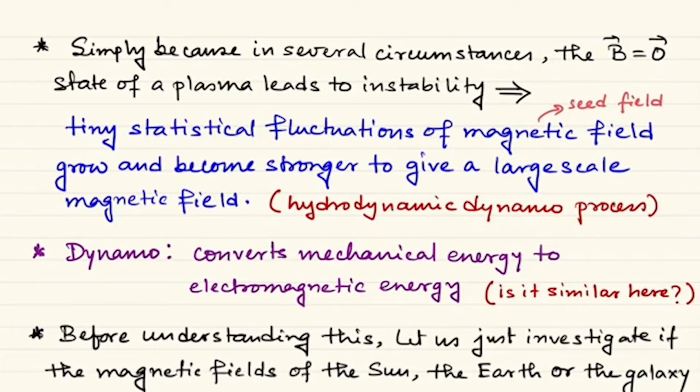Now, why does the word dynamo come here? Well, from the lexical meaning we know that a dynamo is something exactly opposite to a motor. So in a motor you give electric energy and you consume that electric energy, you make some mechanical work.